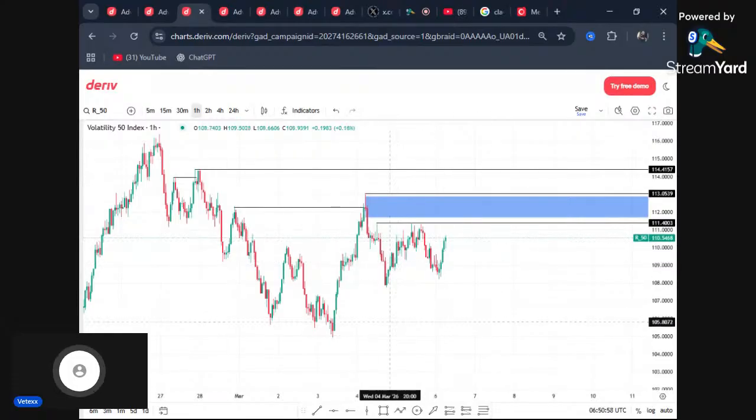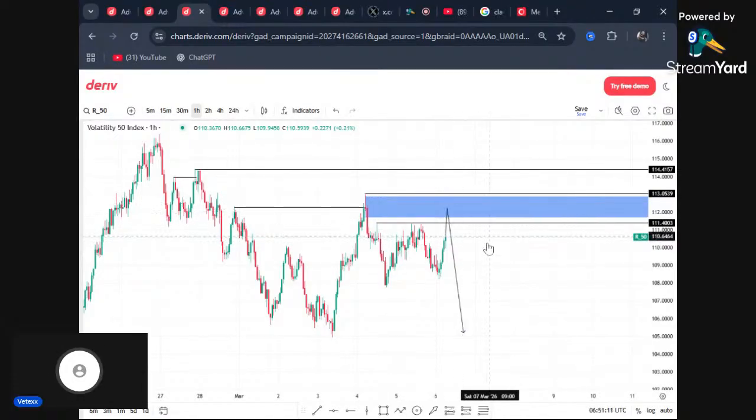So we are now anticipating price to come into this zone, give confirmation, and then sell to the downside. So once price comes into this zone, once it gives the confirmation I'm anticipating, we will then sell to the downside. So you be on the lookout, stay active, and I'll update you all. All right. So this is what we have on V51s.